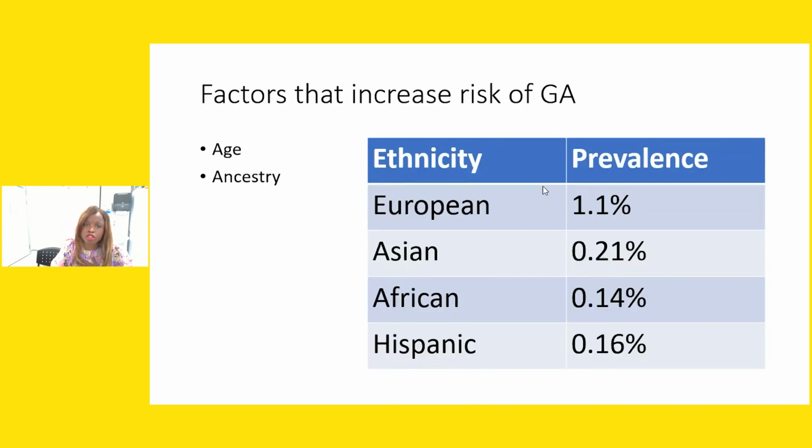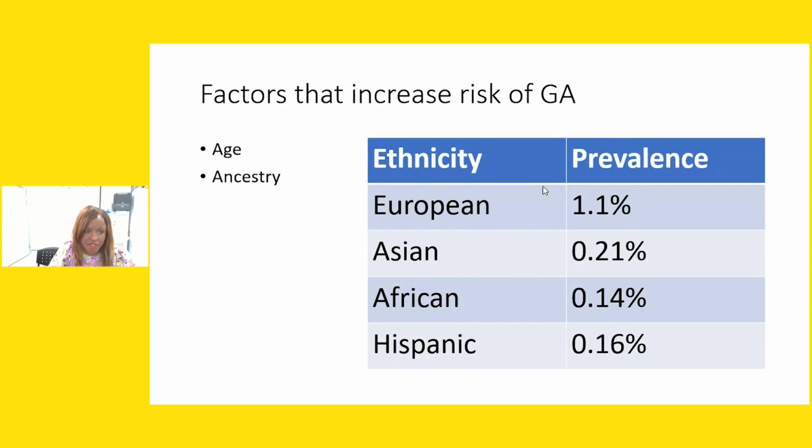Now, factors that increase your risk of geographic atrophy. Age is a significant one, probably the most significant, with the rate of geographic atrophy quadrupling for every decade of life, to the point that around the age of 90, 20 to 22% of people will have geographic atrophy, particularly in a Western population.